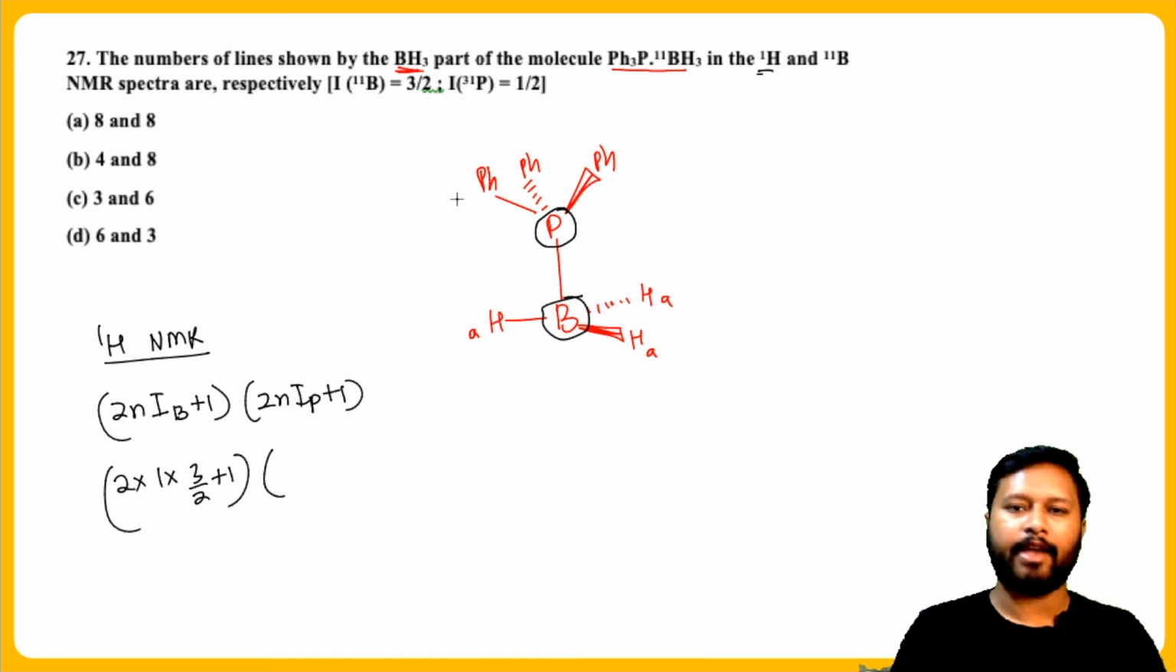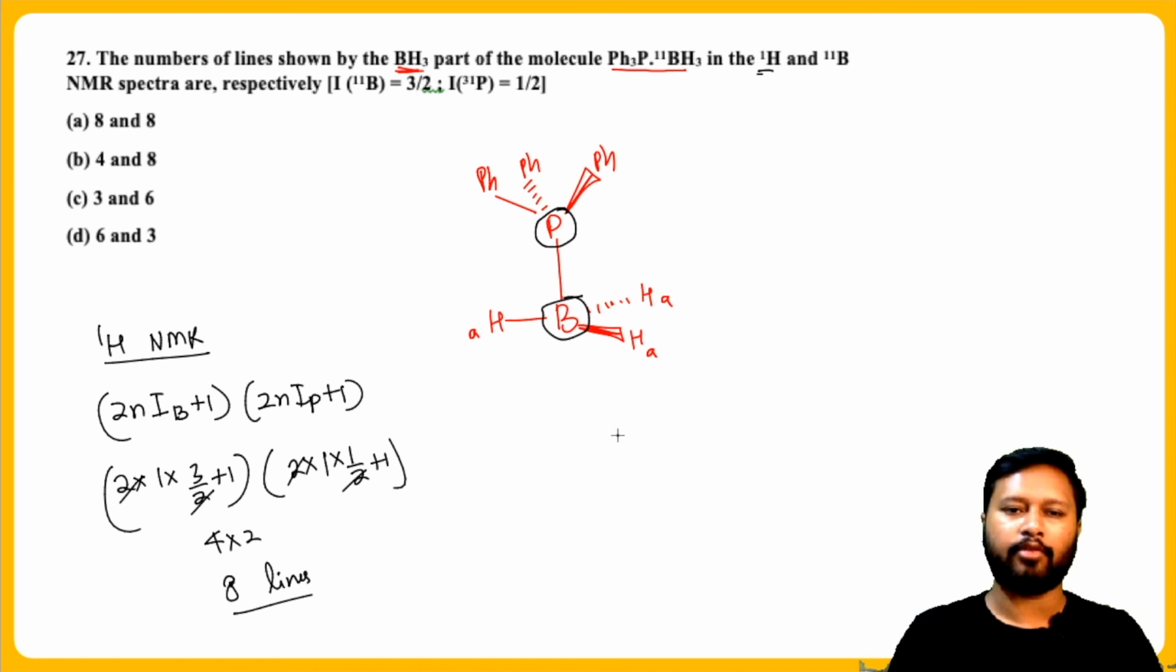Whereas let's talk about phosphorus. So we have 1 phosphorus, I value is 1/2, plus 1. Let's solve this up, and in that case we will get 4 into 2, that is 8 lines. Simple, 8 lines we are going to get.